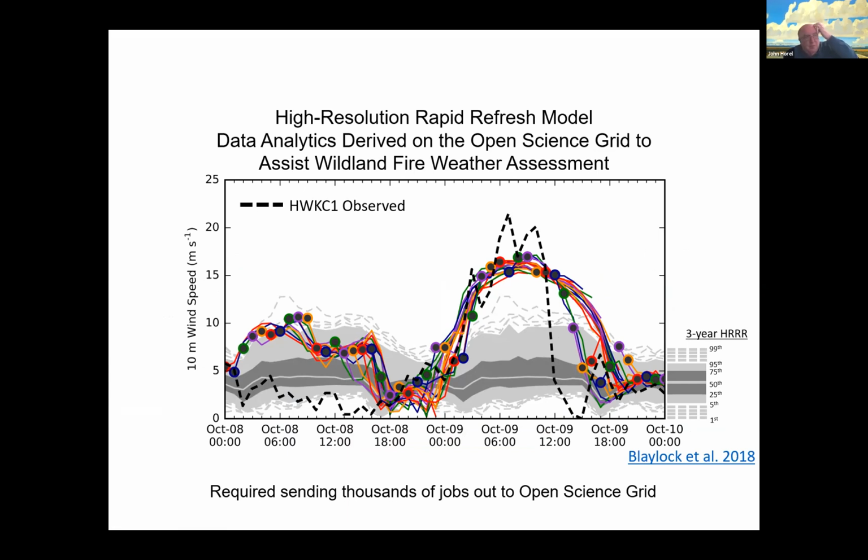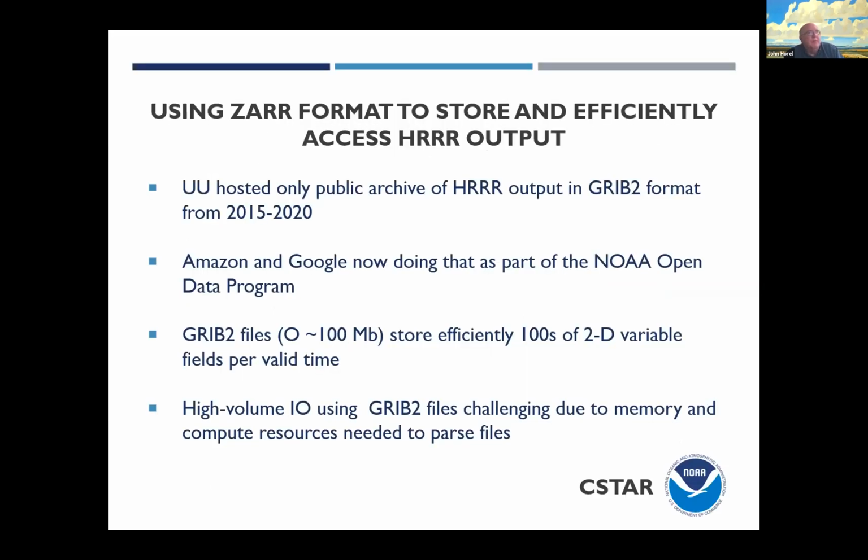And at the time, the only option was to throw this kind of work out to the Open Science Grid, using all the extra cycles that existed out there to be able to generate the amount of climatological information that we had for every grid point from using the GRIB2 format. So with that, we were very excited about changing it over to a different format that Taylor will now pick up on.